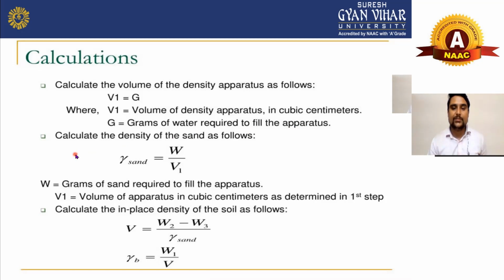How will you calculate the density of your sand? It will be equal to the weight of sand upon the volume of the density apparatus in cubic centimeters, W over W1, where W is the grams of sand required to fill the apparatus, and W1 is the volume of the apparatus in cubic centimeters as determined in the first step. Now you have to calculate the in-place density of soil as follows: V is equal to (W2 minus W3) upon the density of sand, and the bulk density we will calculate here by W1 upon V.